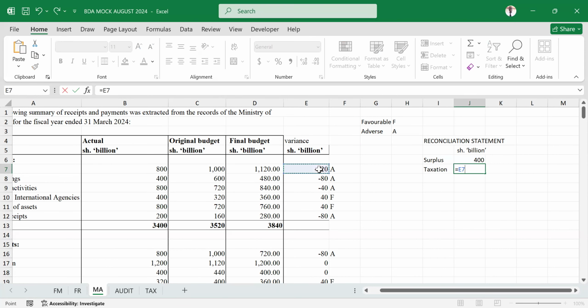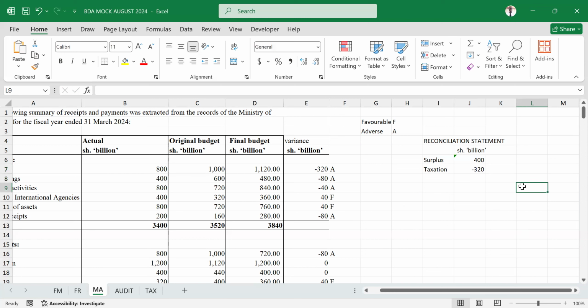So in fact, I just want to refer to it. I don't want to type like that. We bring the 320. We're just reconciling.